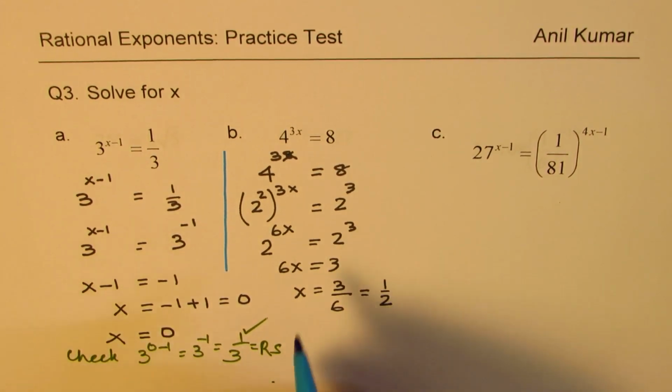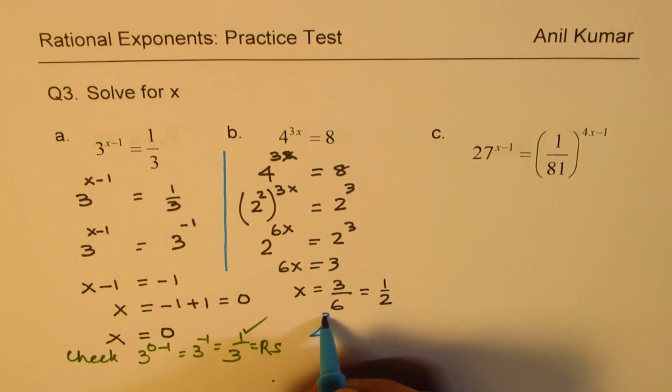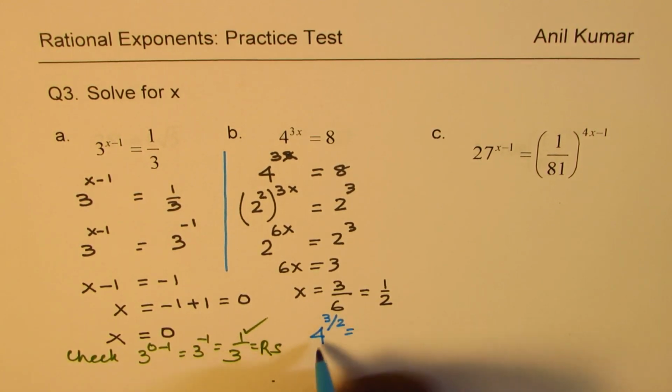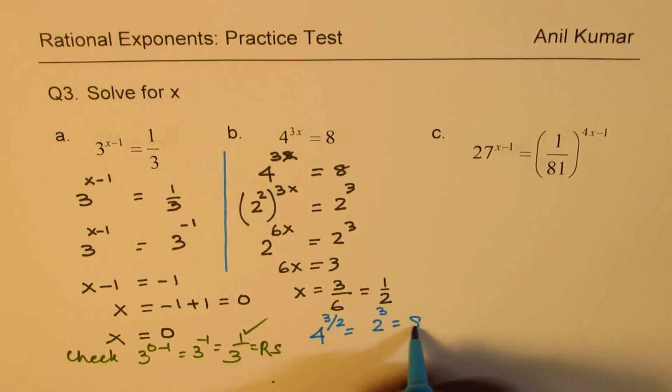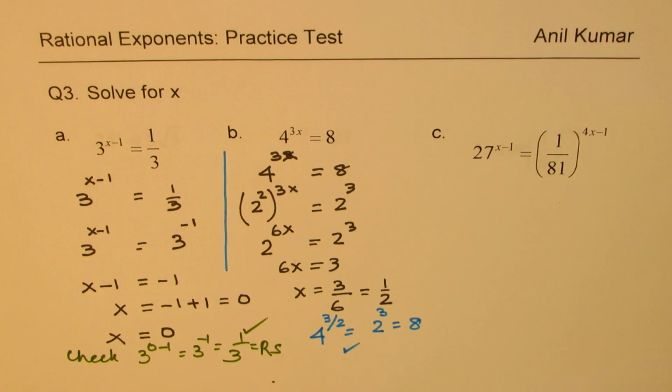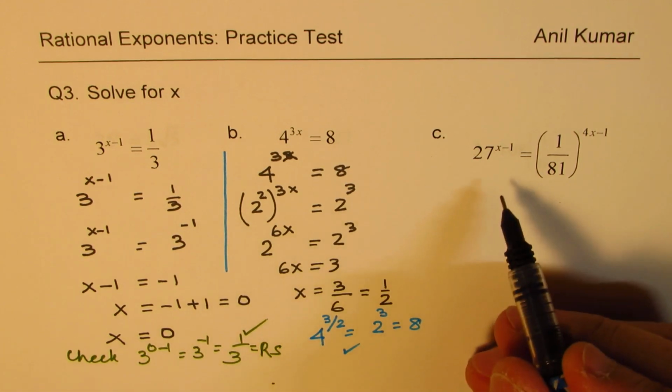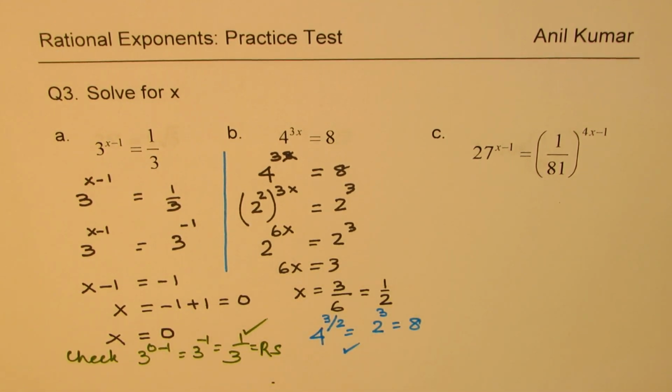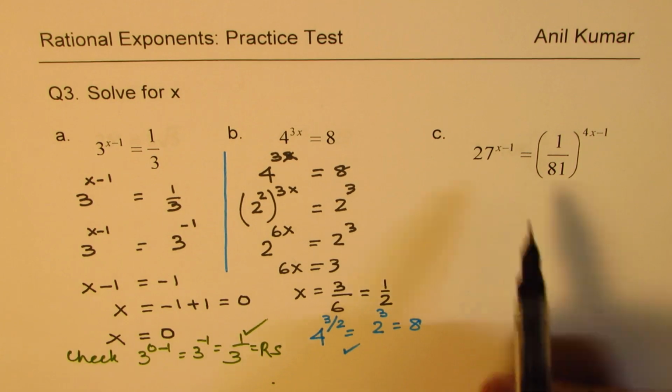Now this could also be checked. 4 to the power of 3 over 2 is what? So first you do square root, you get 2 to the power of 3, which is 8, so that is also correct. You are getting the idea, right? So that is how we are going to solve such equations. The next one, I would like you to pause the video, answer it yourself, and then look into my solution.